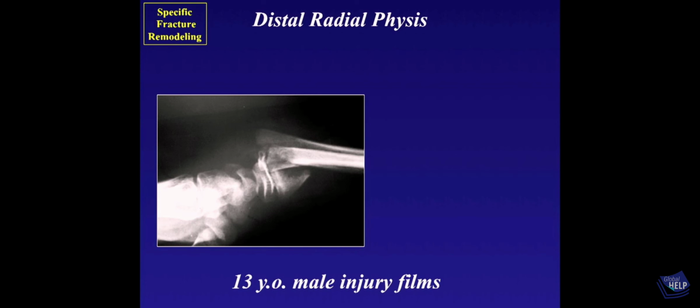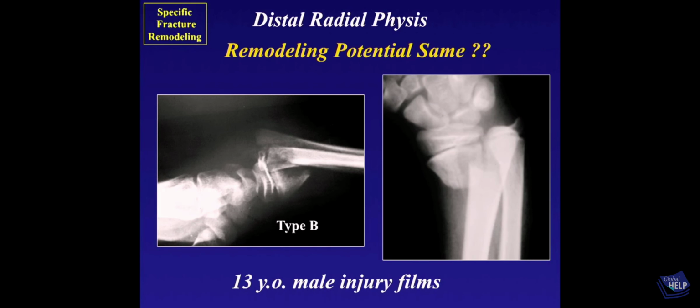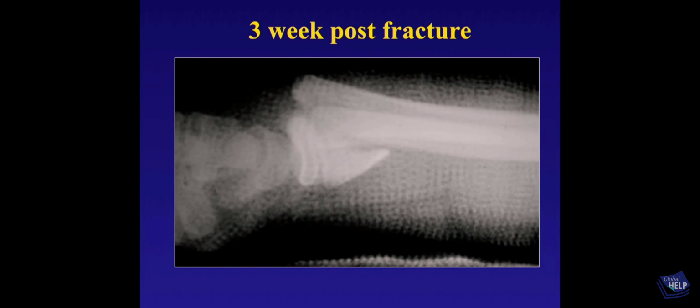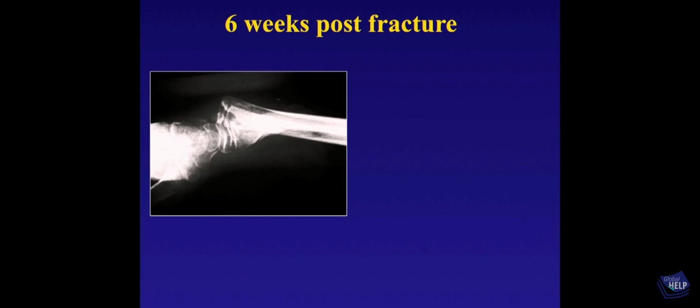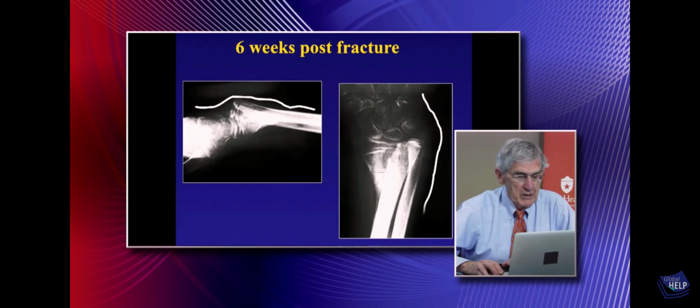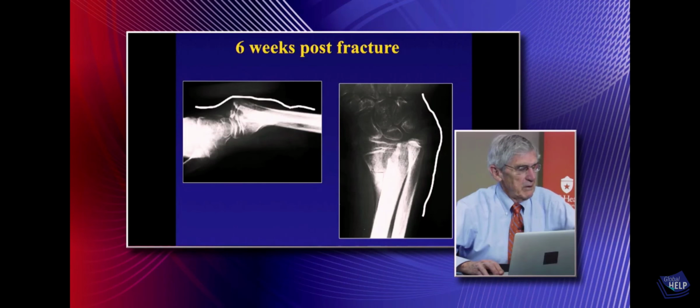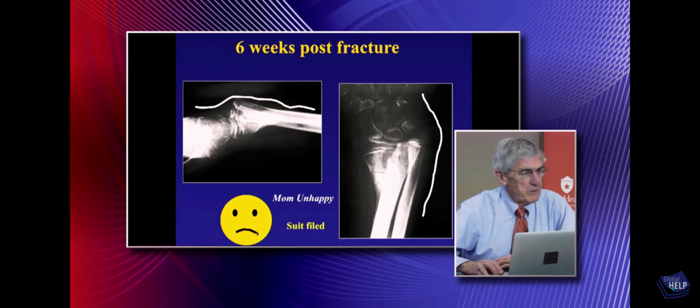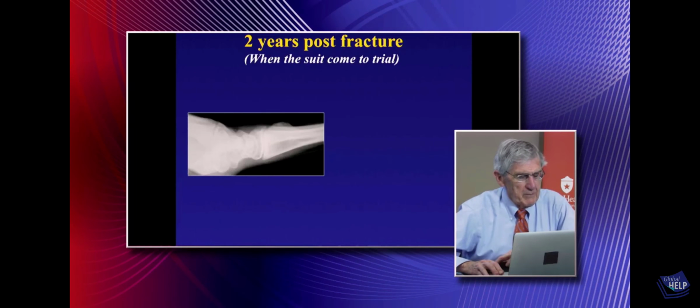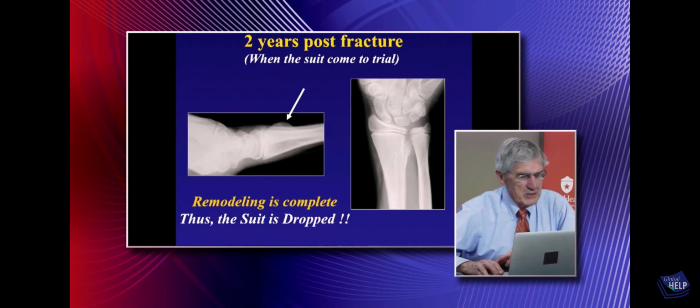Now, this is the opposite direction. This is a type B, a volar displacement, and was placed in a cast, and the cast was not very good, and these are intrinsically unstable, and this patient ended up with this severe volar deformity, and he was, quote, good in sports. And so he had this ugly deformity, couldn't supinate, and so the mother was unhappy, and so she filed a suit. It takes 2 years to get the suit to court. And by the time they got to court, what had happened? He completely remodeled, and the suit was dropped because he had completely remodeled.